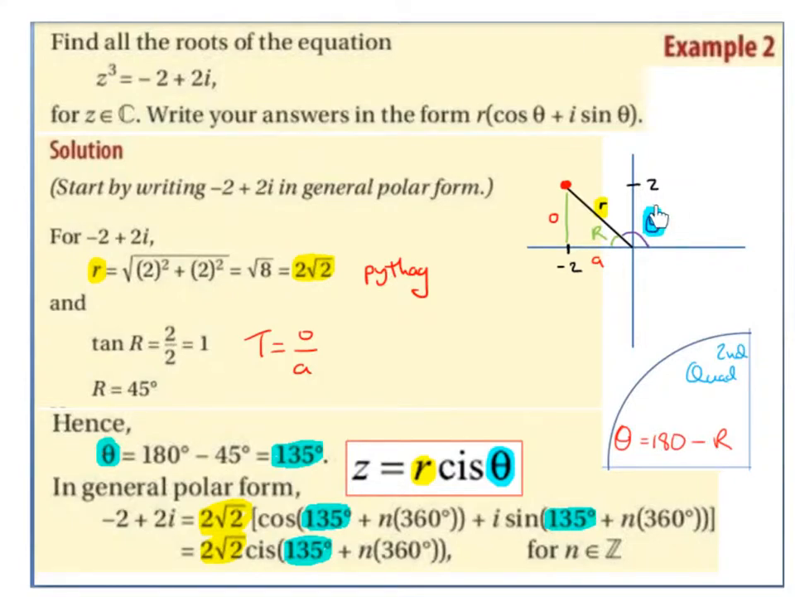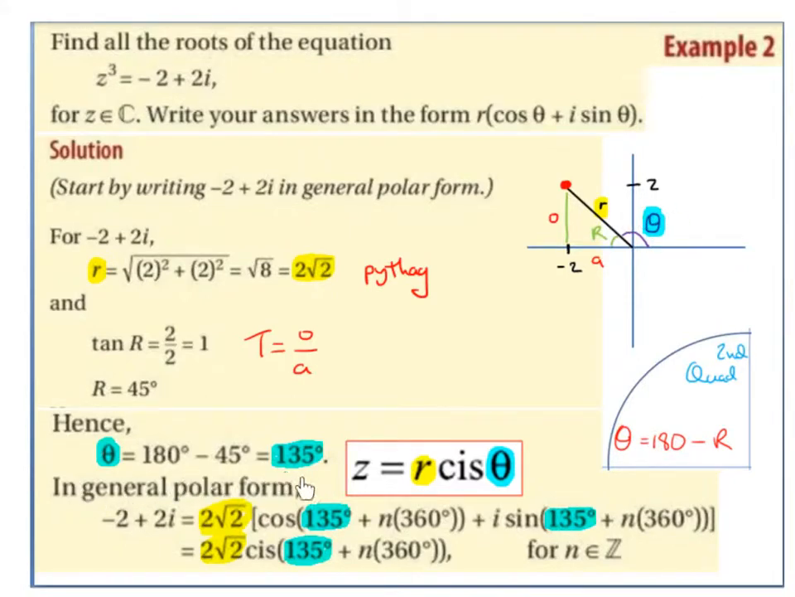So to find theta, since we're in the second quadrant, we take our reference angle away from 180 degrees. So that's the rule for the second quadrant, if that's where your complex number lies. So theta equals 180 minus 45, which is 135 degrees. So our angle theta is 135 degrees.